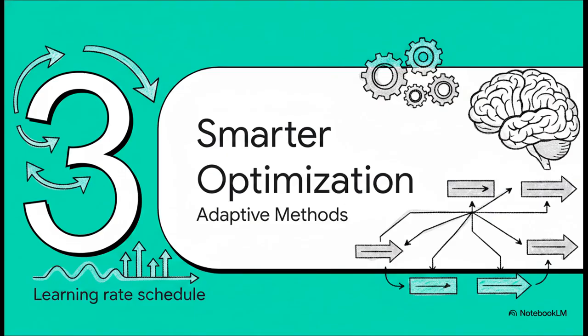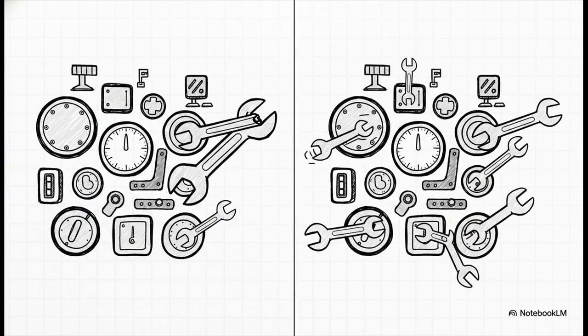So let's talk about how we can optimize smarter, not just harder. This gets us into the world of adaptive methods and learning rate schedules. Let's think about this for a second. Vanilla SGD uses the exact same learning rate, the same step size, for every single parameter in a network that might have millions or even billions of them.